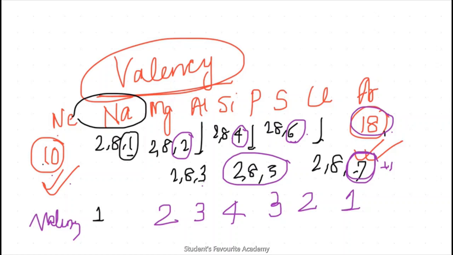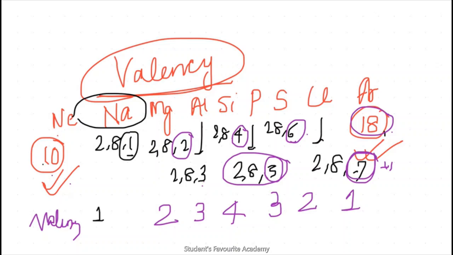Okay, so this is the reason why valency first increases and goes up to a maximum of 4. Why does it not go to 5, children? Because here there are two options for it: either it can lose 5 electrons or it can gain 3 electrons. So it prefers gaining 3 electrons as the easy way, and therefore the valency is equal to 3 for it. So this is the thing.